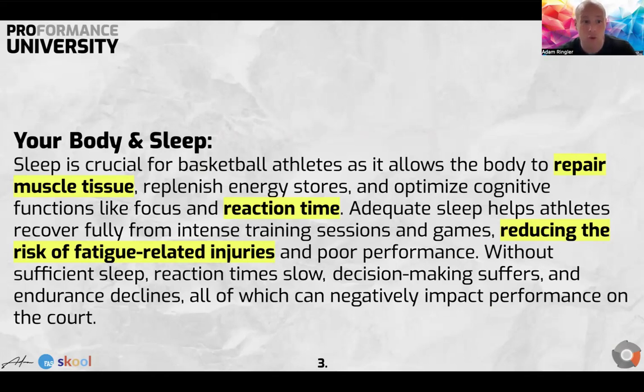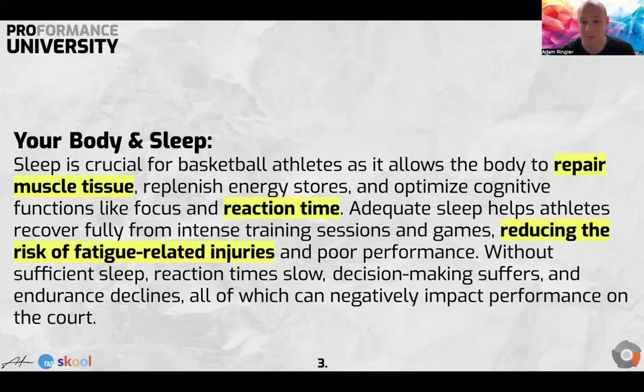But sleep is crucial for athletes. It allows your body to repair muscle tissues, replenish energy storage, and optimize cognitive functions like your focus and your reaction time. Adequate sleep actually helps athletes fully recover. It helps muscle healing from intense training sessions and games. And it also reduces the risk of fatigue-related injuries and poor performance.